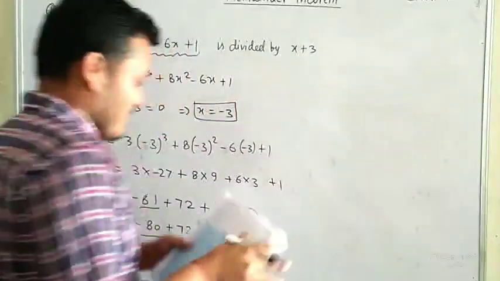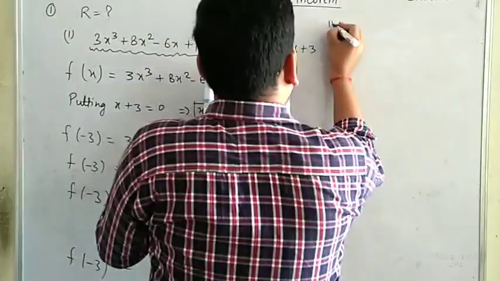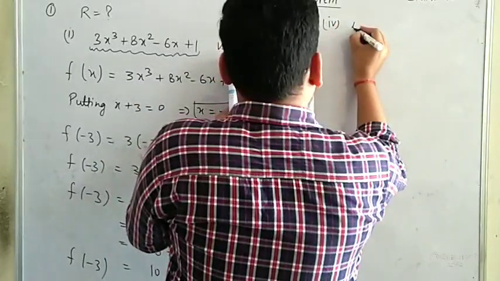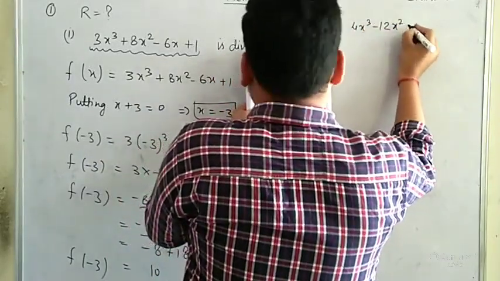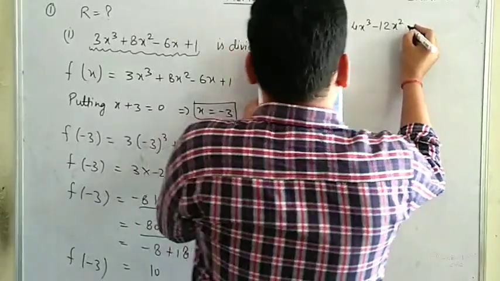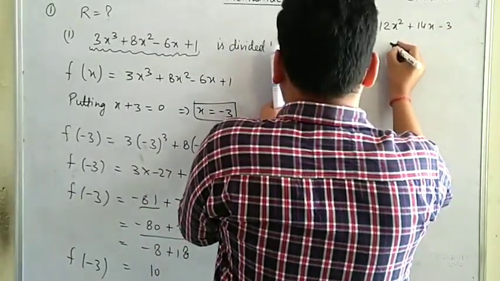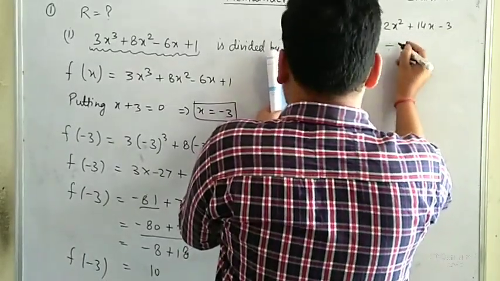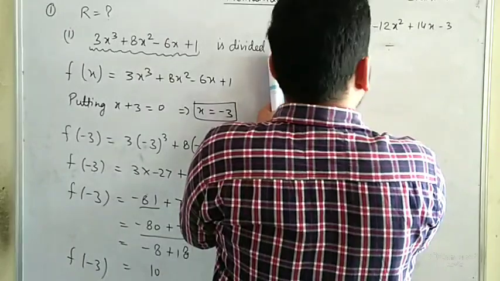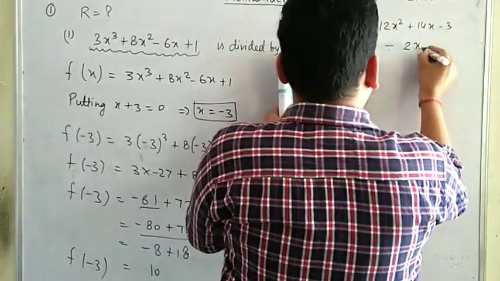Okay. Next, the question number, same question, I am taking the fourth part. It is 4x cube minus 12x square plus 14x minus 3 divided by 2x minus 1.